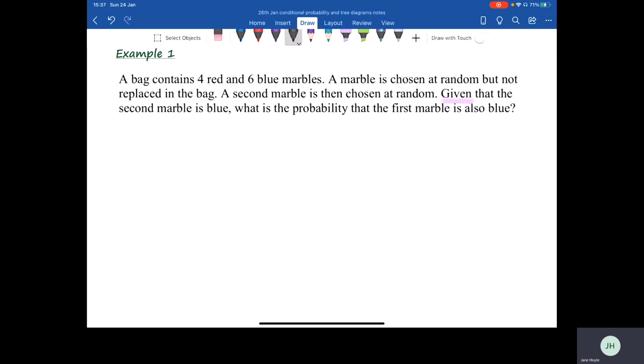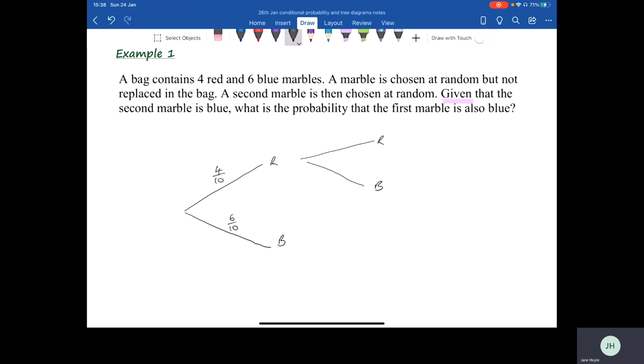It doesn't say draw a tree diagram. Some questions will. However, looking at this, you appreciate the structure. I think it certainly lends itself to easily being solved by a tree diagram. So I've got red and I've got blue there. I've got the probability of a red is 4/10, and the probability of a blue is 6/10. Now we know we can cancel those down. They're 2/5 and 3/5.